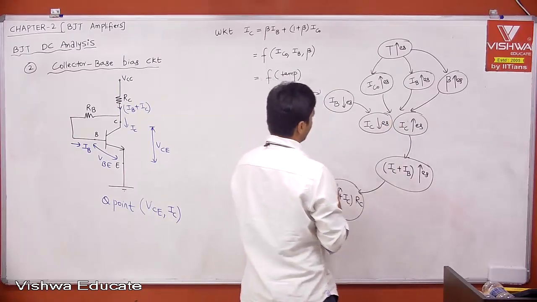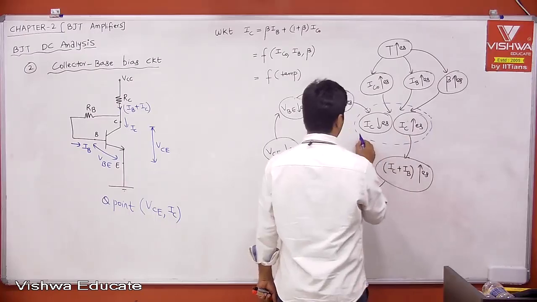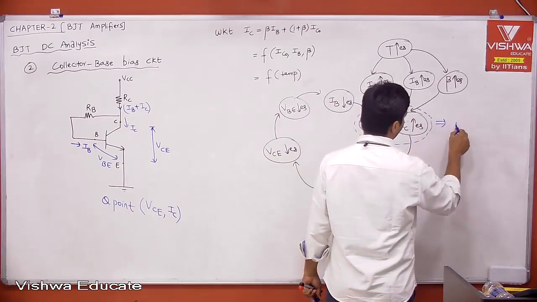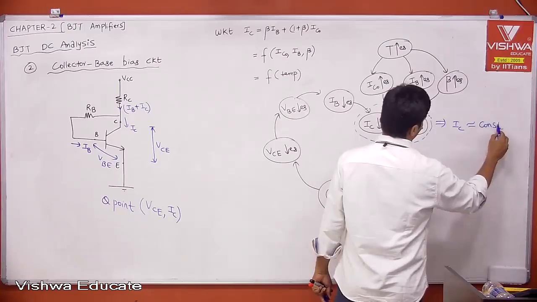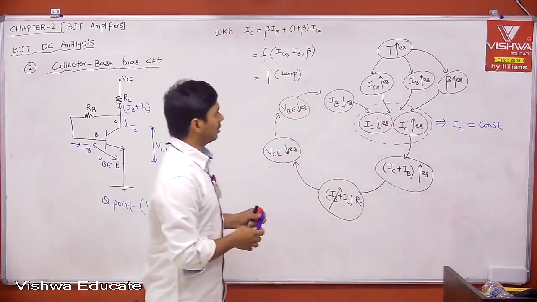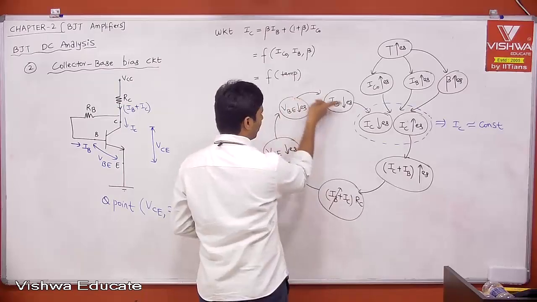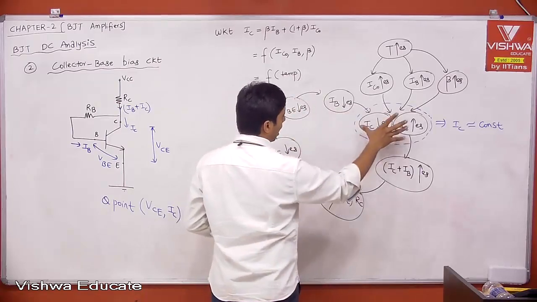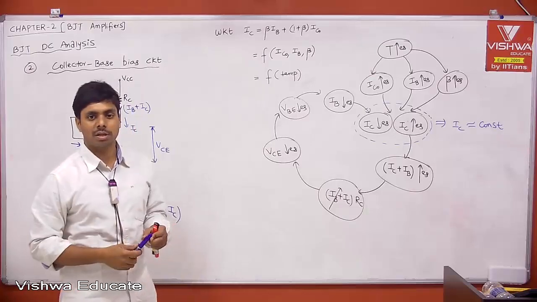Therefore, if you ask me, overall, what is your IC? Your IC is almost constant. Due to temperature, there is an effect in IC, but because of negative feedback, there is a decrement in IC, or there is a compensation in IC. Overall, your IC is almost constant.